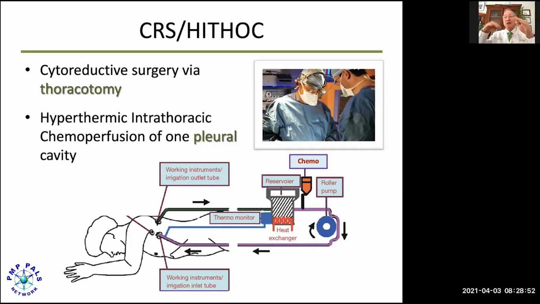We place the catheters in a way that allows complete circulation to the whole chest cavity. But then we allow the lung to expand. So the lung itself is the one that really spreads the chemotherapy and makes sure it gets everywhere else.